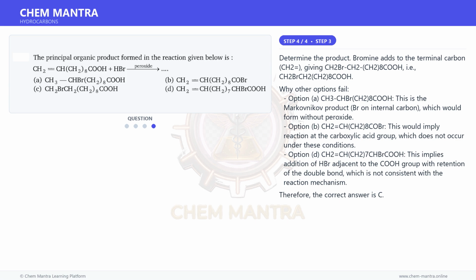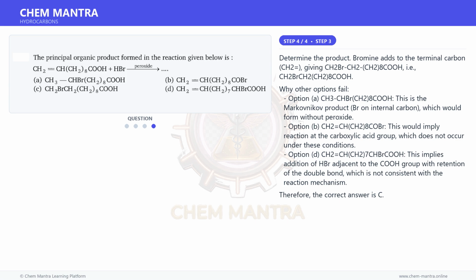Option A, CH3-CHBr-CH2-(CH2)8-COOH. This is the Markovnikov product, Br on internal carbon, which would form without peroxide. Option B, CH2=CH-CH2-(CH2)8-COBr. This would imply reaction at the carboxylic acid group, which does not occur under these conditions.